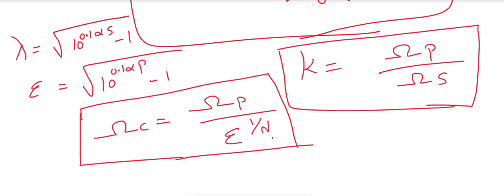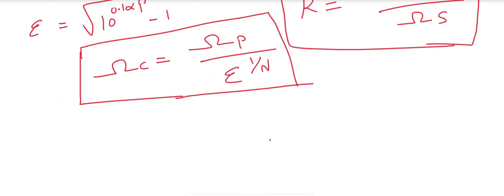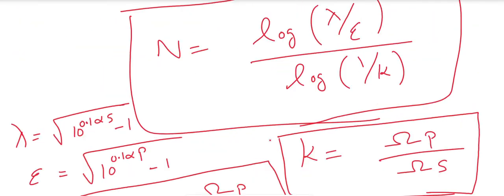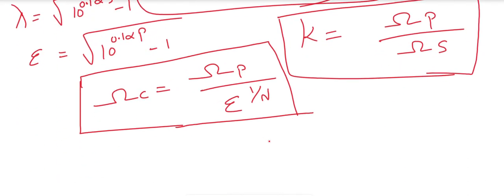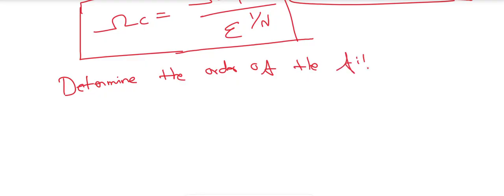So for example, in this session, how to find the order of the filter. Because different books use different notations, I have given both the frequency response characteristics. So for example, problem: determine the order of the filter.